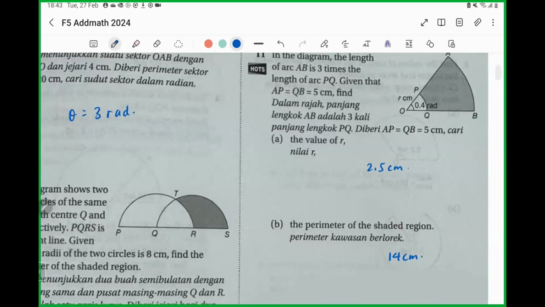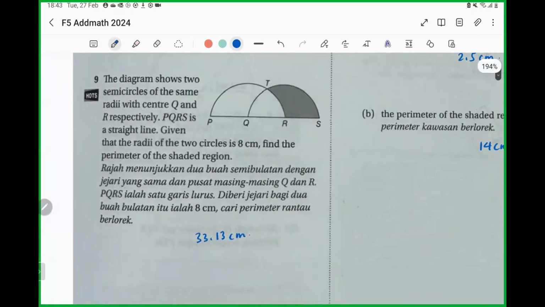Okay, let's go for question number 9, the horse questions. It says that the diagram shows two semicircles of the same radii. Radii is the plural of radius, and in the exam you will need to write the unit. So with center Q and center R, this is R. And PQRS is a straight line, given that the radius of the two circles is 8. So radius is 8, here 8, 8, 8. Find the perimeter of the shaded region.